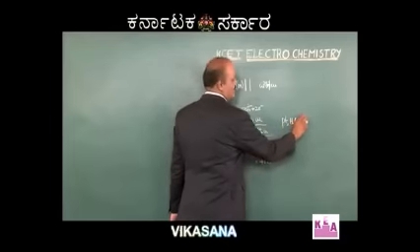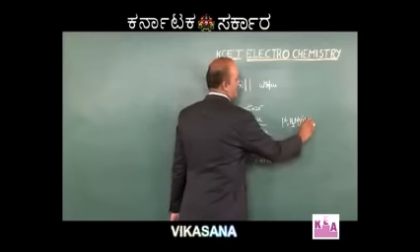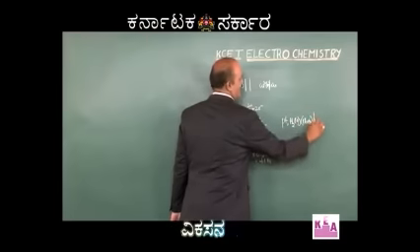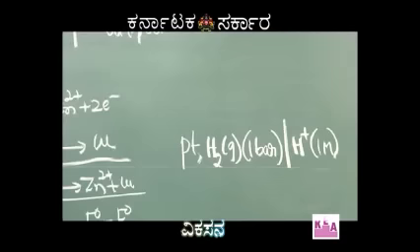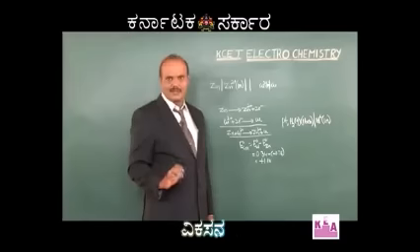So the pressure must be 1 bar. Then dipped in H plus ion. The concentration of that H plus ion must be 1 molar. So this is the symbolic notation. By using that standard hydrogen electrode, all other electrode potentials can be measured experimentally.